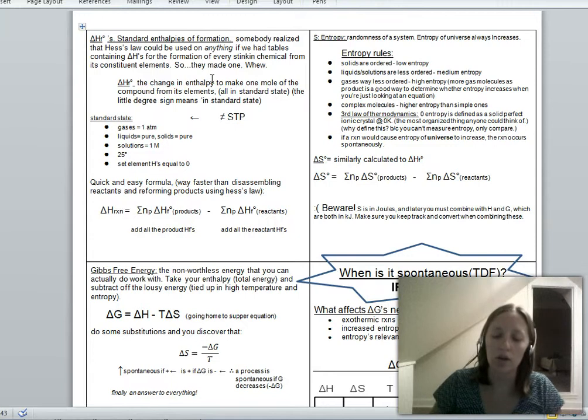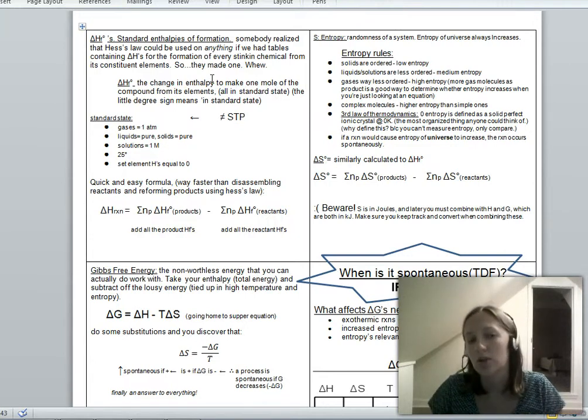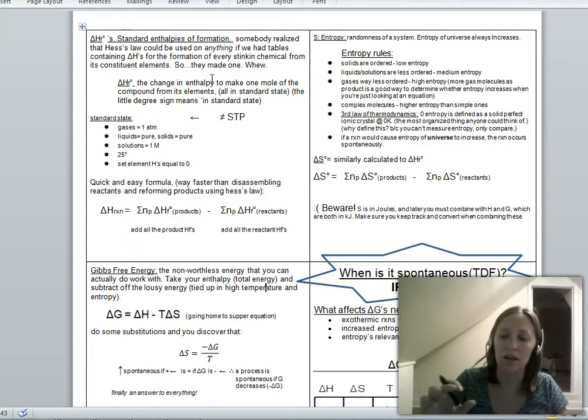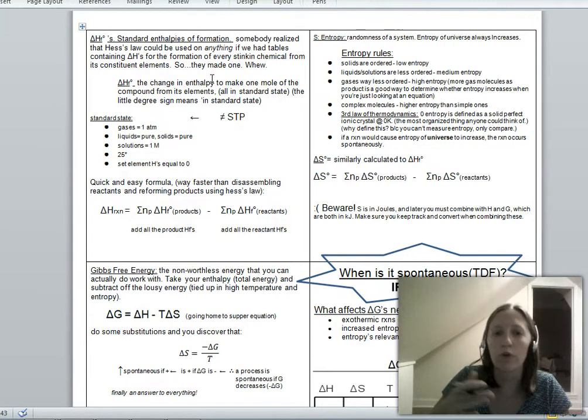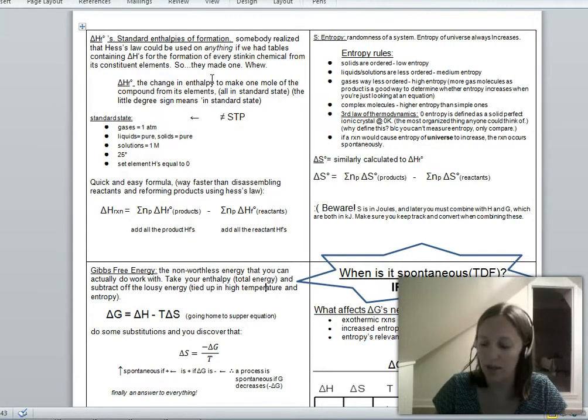So somebody was thinking about Hess's law and realized that you can use Hess's law for any reaction if you had enough reactions to work with. And so what they did is they went and they measured the enthalpy changes for every formation reaction that they could think of.